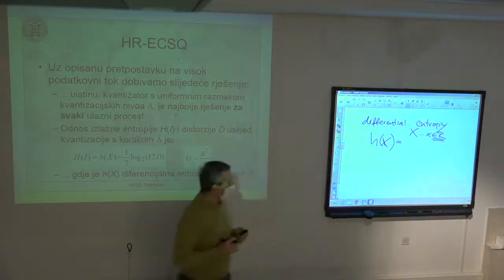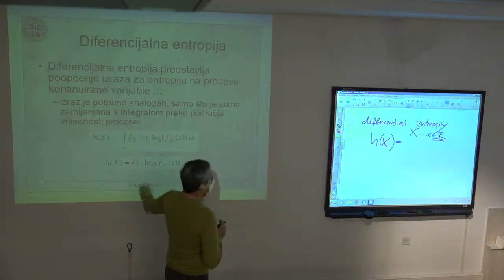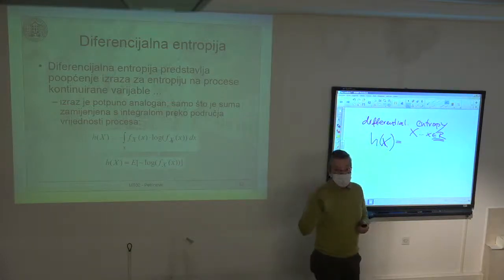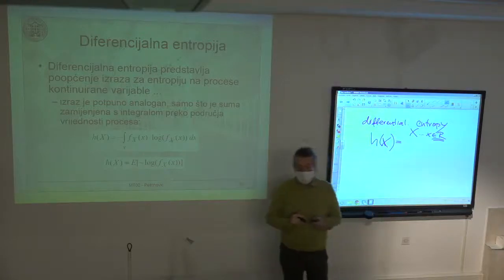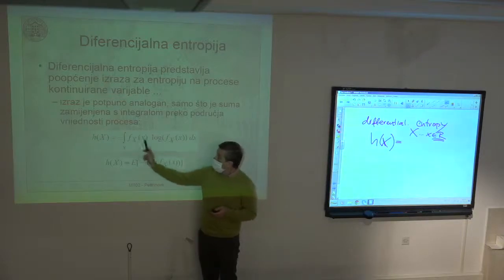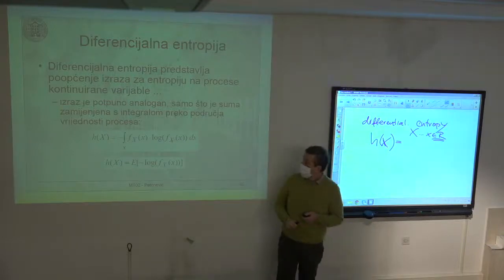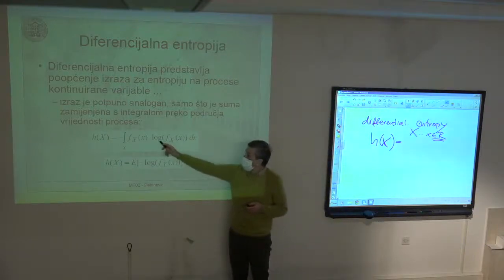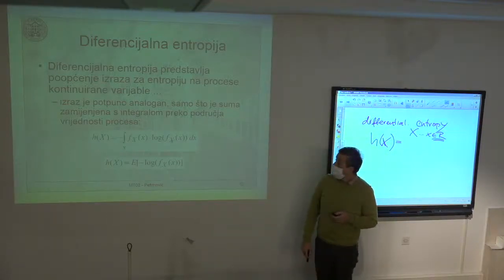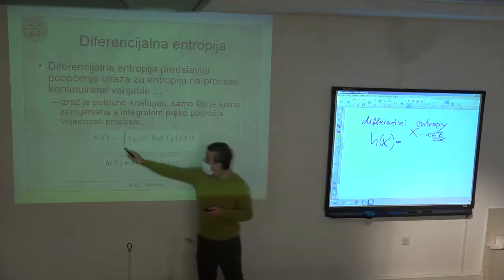But now if I have an infinite number of symbols, then I have to define the entropy in a slightly different way, and that is instead of the sum, I have the integral. So before it was negative sum of pi logarithm base 2 of pi. That is the definition of the entropy for the discrete case. Now, instead of the sum, I have the integral. Instead of pi, I have fx of x. I have the PDF of the process multiplied by the logarithm base 2 of the PDF, integrated over all values of the process, over x.